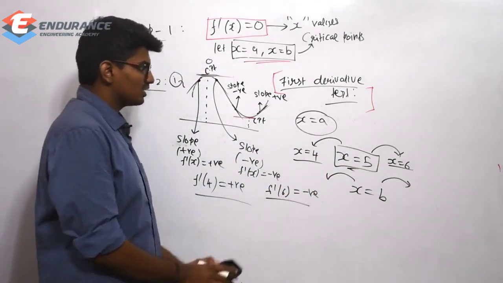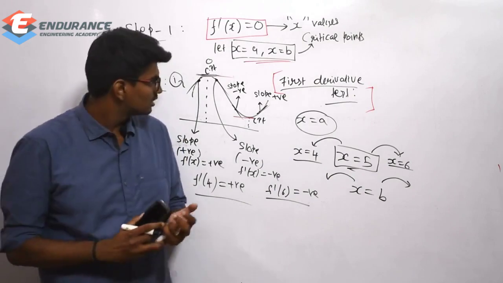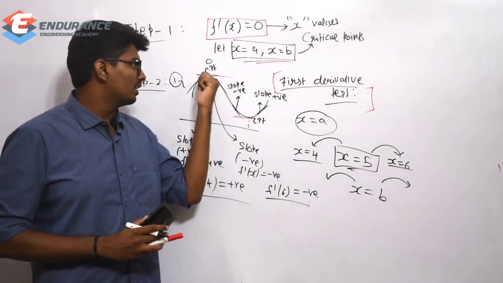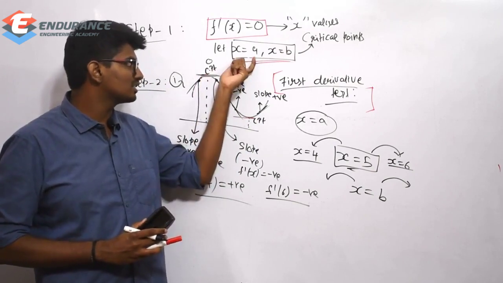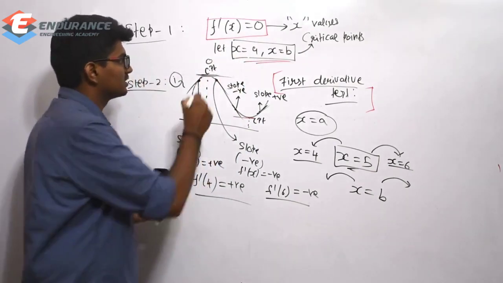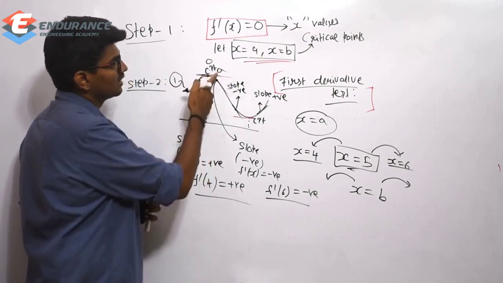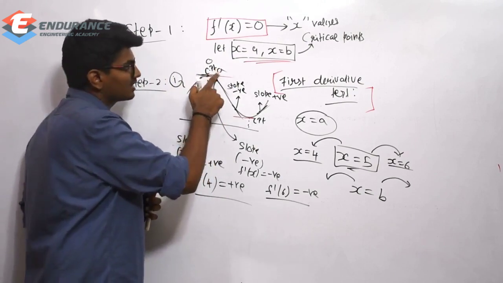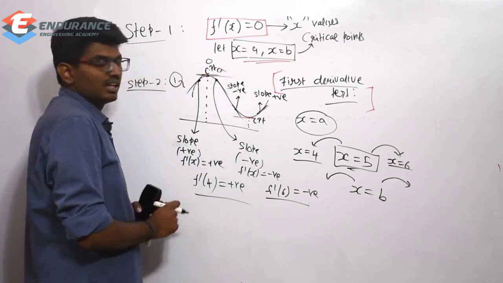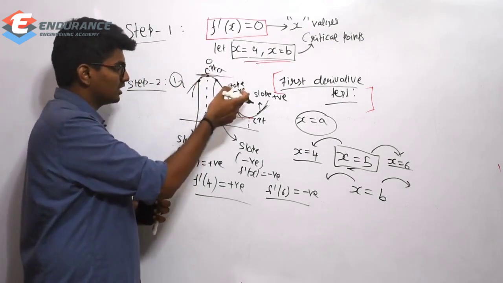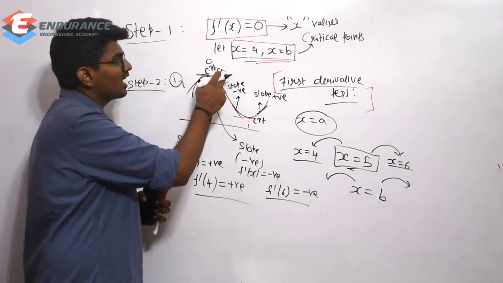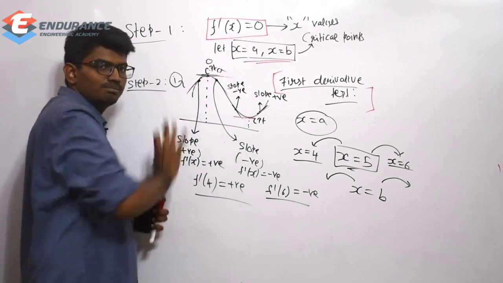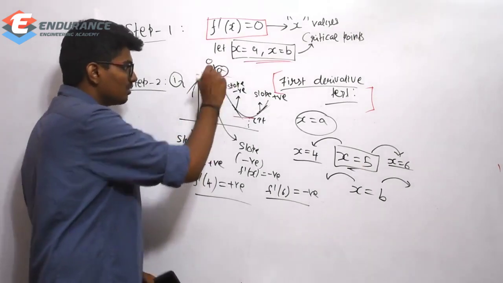Don't get confused, simply I will say, find a critical point and find f dash of x before that critical point. If suppose this is a, find f dash of x before a and find f dash of x after a also. If f dash of x before a is positive and f dash of x after a is negative, then the curve is changing from positive to negative, so it is maxima. So a will be maxima.